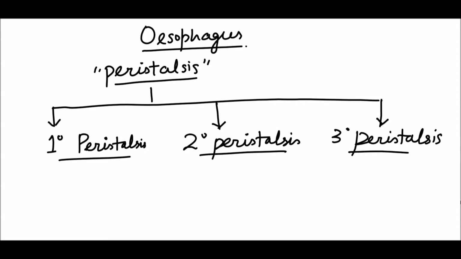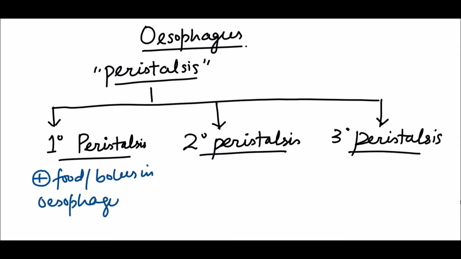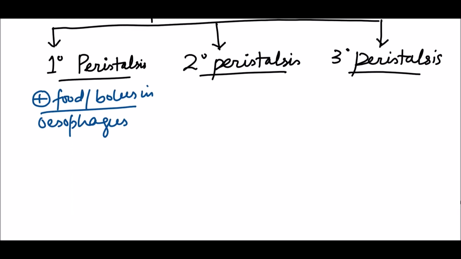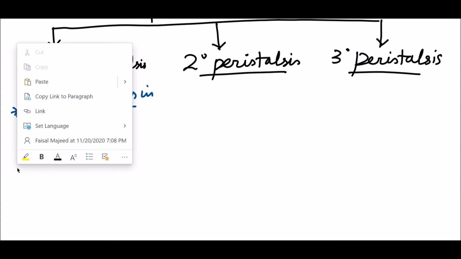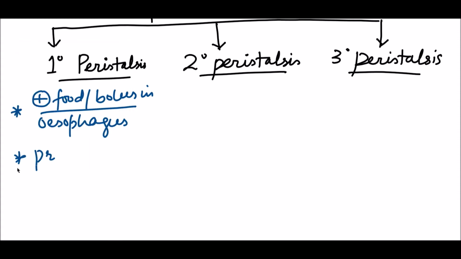If we talk about primary peristalsis, it occurs whenever there is presence of food or bolus in the esophagus. After swallowing, the bolus goes into the pharynx, and from pharynx, in the last part of swallowing, it goes into esophagus. The presence of food causes primary peristalsis in the esophagus, and this is a progressive type of peristalsis. That means it results in movement of bolus in the forward direction.